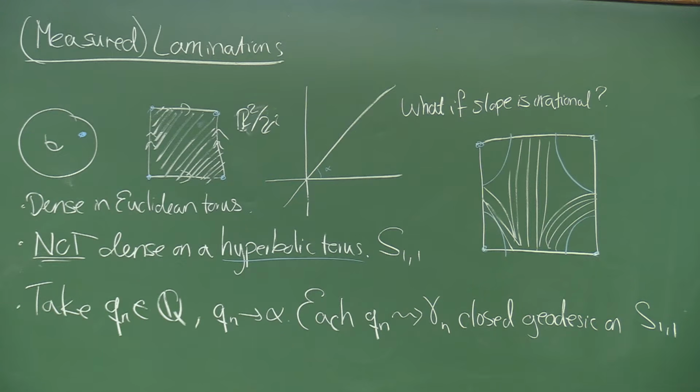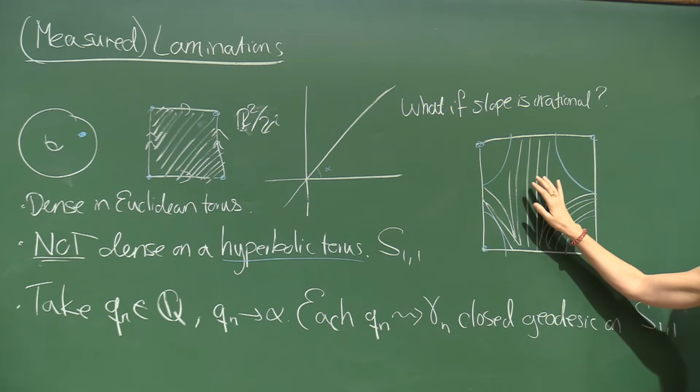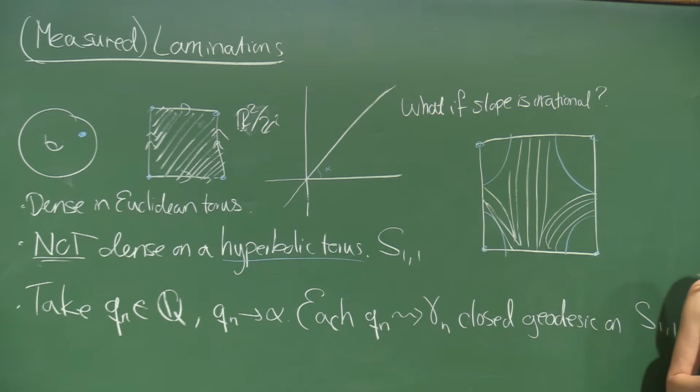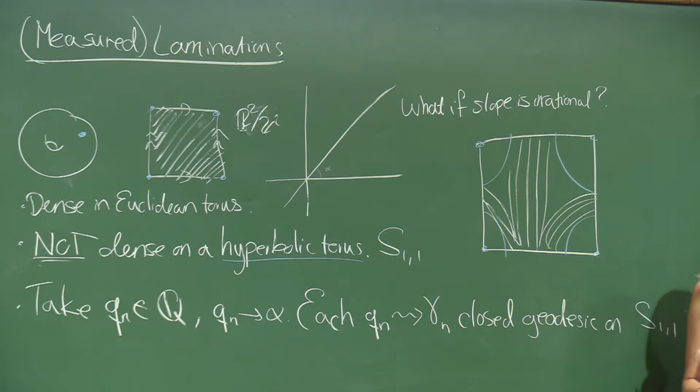In fact, we're talking about simple here, but any simple geodesic, closed or not, is a nowhere dense set. So it's very much the opposite. And it's a Hausdorff dimension 1 set. Okay, so what you get is a lamination. I'm going to define what a lamination is, but this is like a first example.